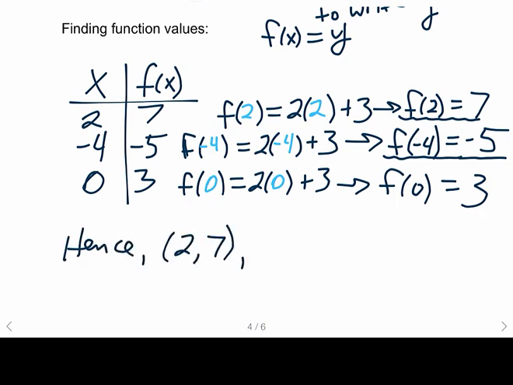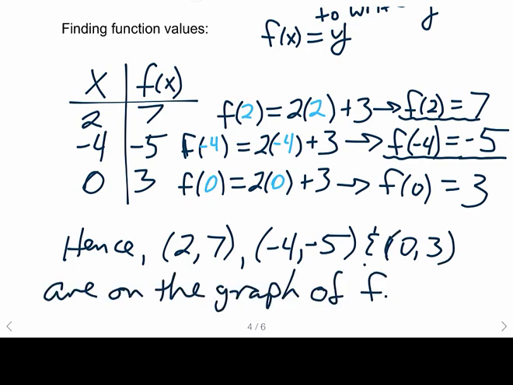Now, just to wrap this up into a context with which you're familiar, we can say hence (2, 7), (-4, -5), and (0, 3) are on the graph of f. In other words, we can wrap this up into ordered pairs of the type that you're familiar with.